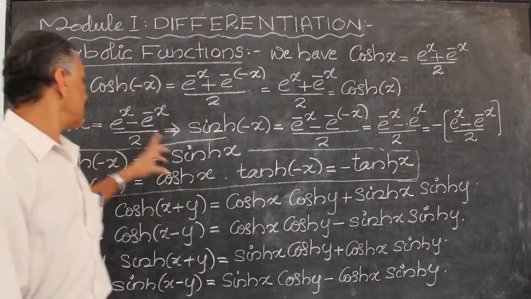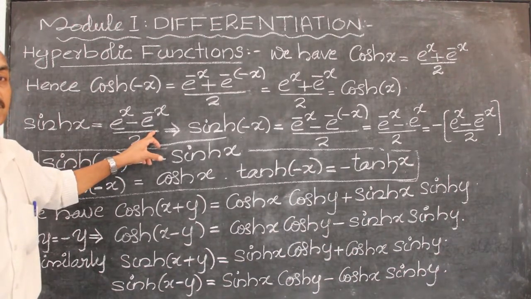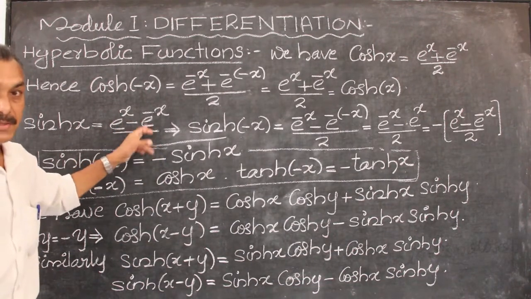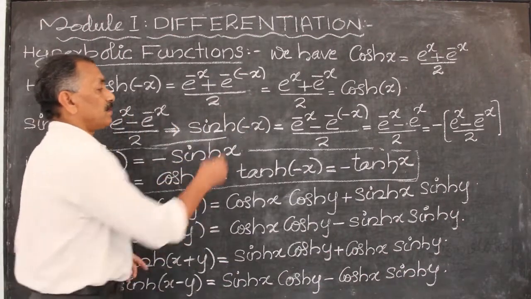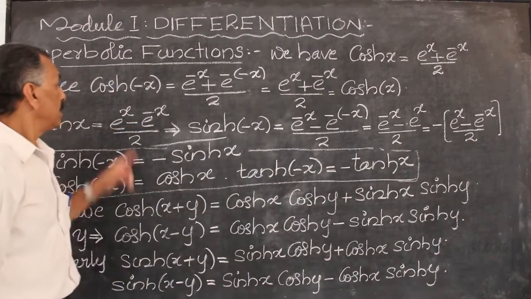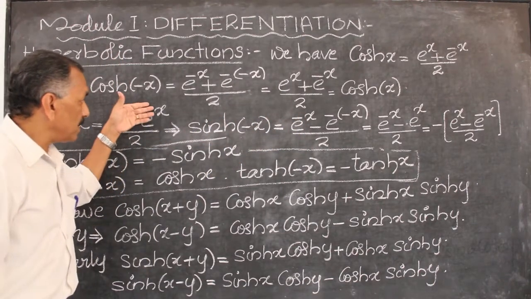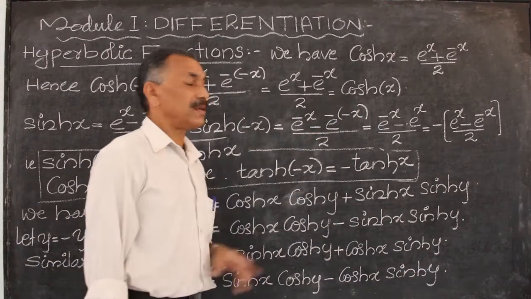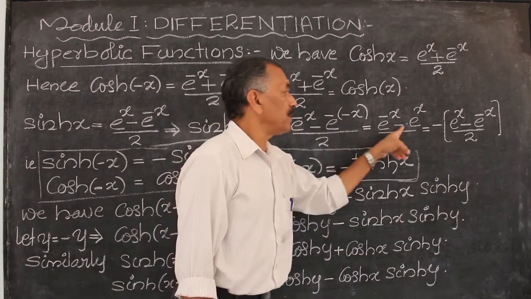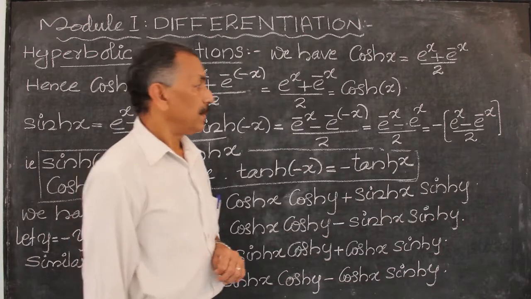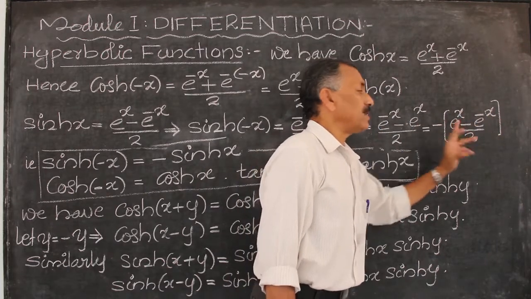Then what about sinh(-x)? For that we know sinh x is equal to (e raised to x minus e raised to minus x) by 2. Therefore sinh(-x) is equal to (e raised to minus x minus e raised to minus of minus x) by 2. That is e raised to minus x minus e raised to x, divided by 2.